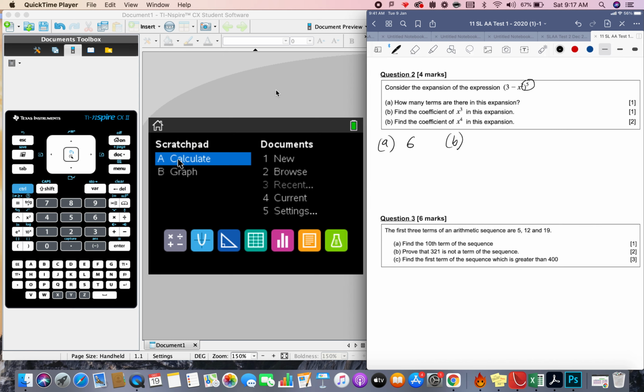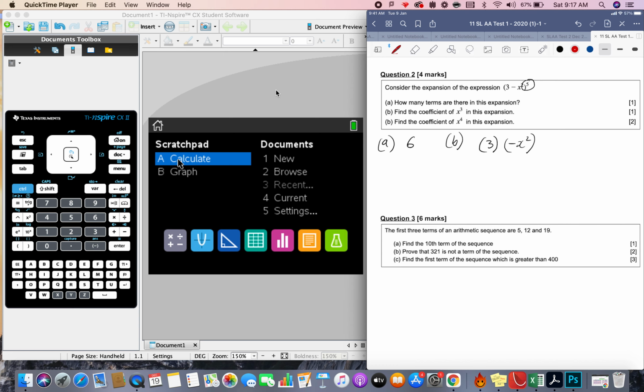B, find the coefficient of x cubed. Well, there's a long way and a short way of doing this. I'm going to put negative x squared in a bracket, the second term. The first term is 3. Now we need to choose exponents here. The exponents have got to sum to 5, but we've got to force out an x cubed in here.